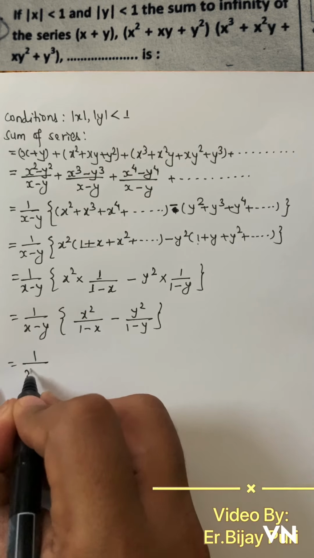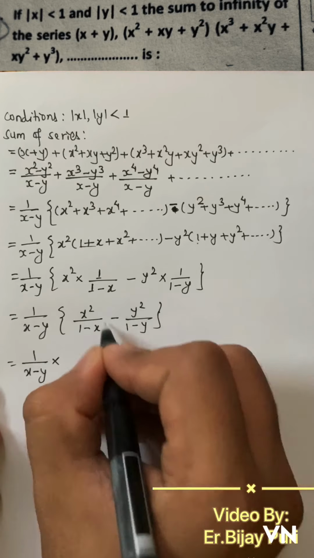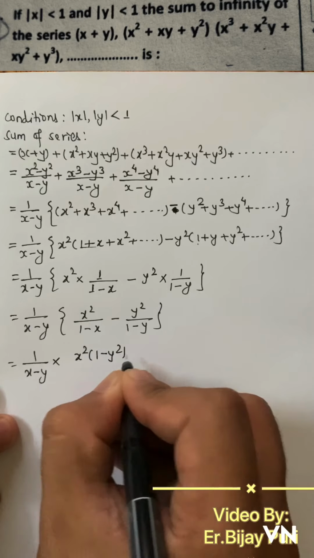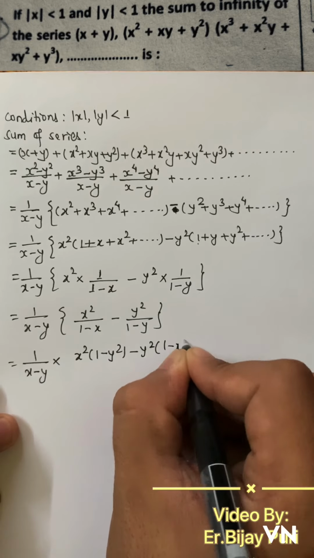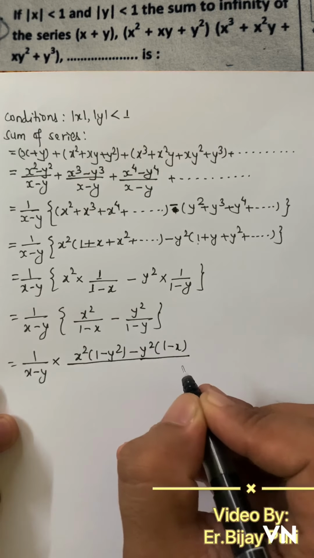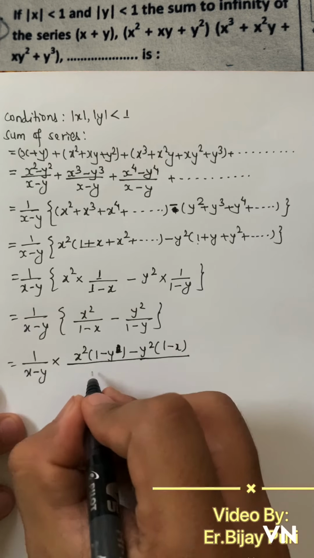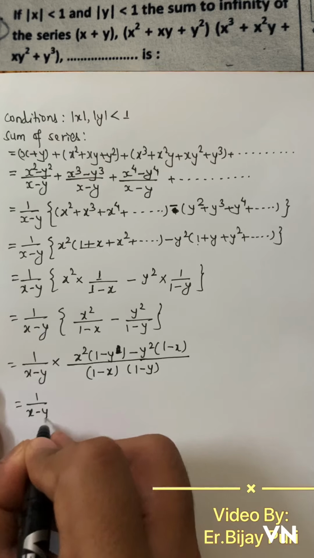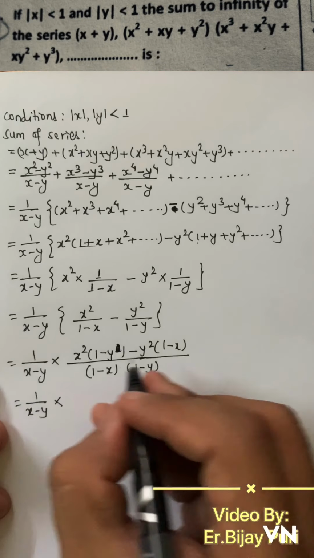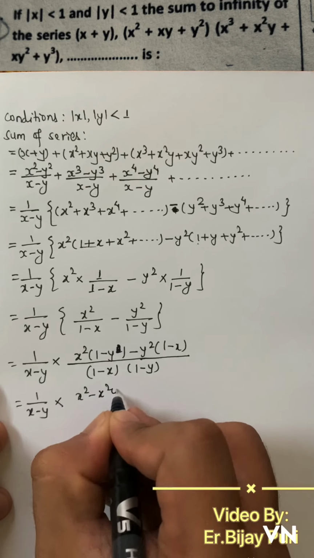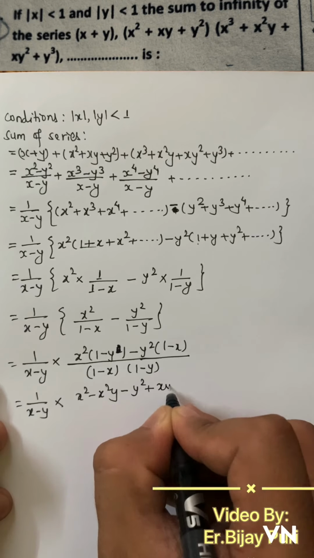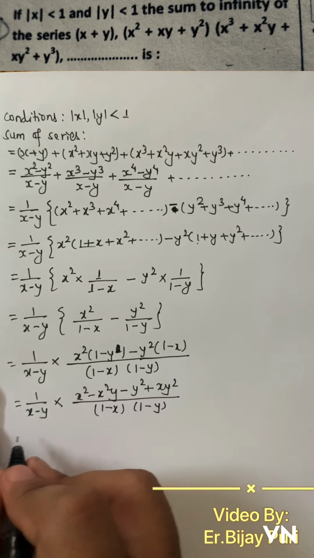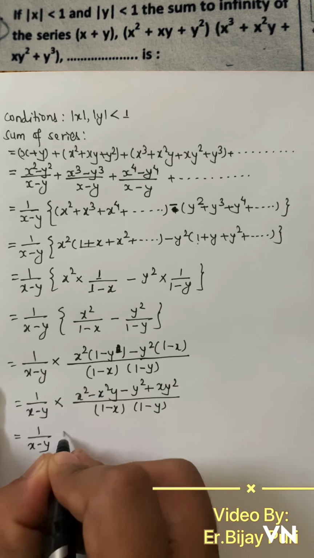So 1 upon x minus y into, let us simplify this expression. So this expression will result into x square times 1 minus y minus y square times 1 minus x, upon 1 minus x times 1 minus y. So 1 by x minus y into, I can arrange this as x square minus x square y minus y square plus x y square, upon 1 minus x times 1 minus y. So 1 upon x minus y.